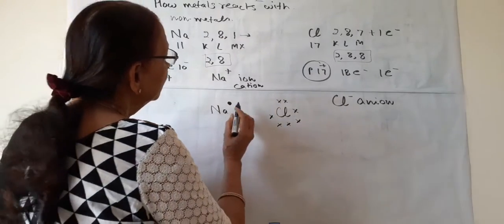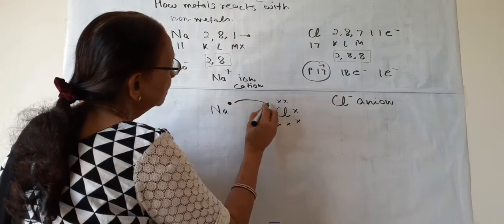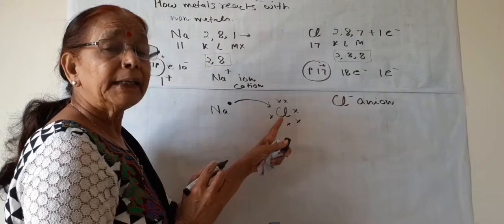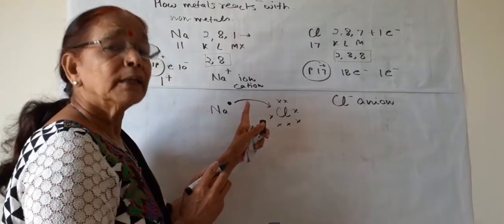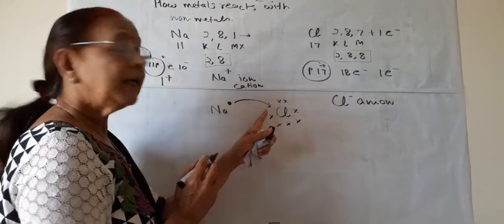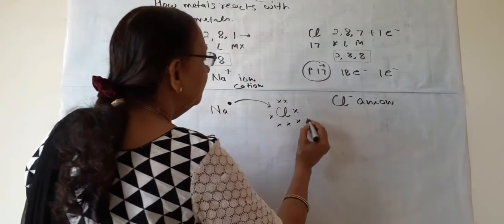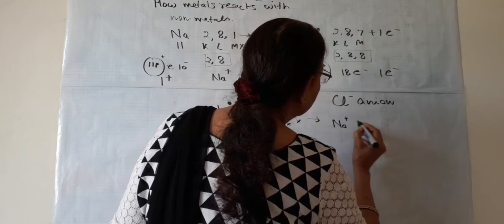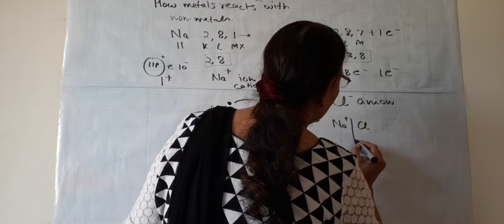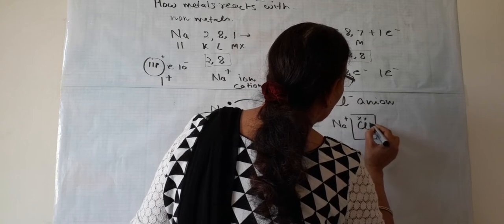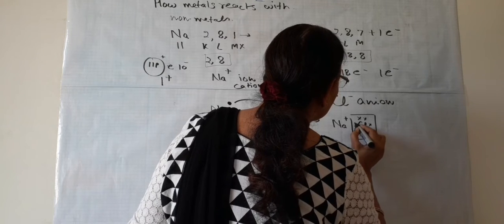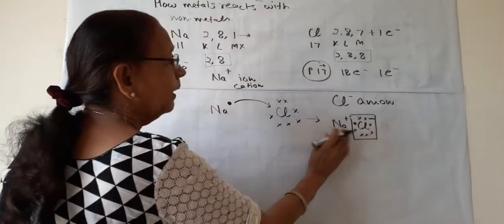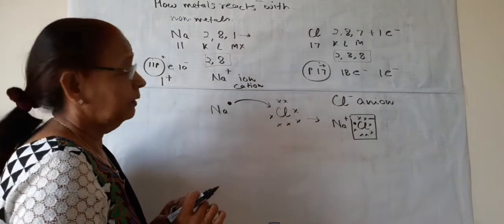So what happens? This sodium can donate its electron and chlorine can take it. Total giving and total taking of electron. So what will form when it is give and take? Na plus chlorine, we can form it like this. This is the electron of sodium. So the NaCl compound is formed.